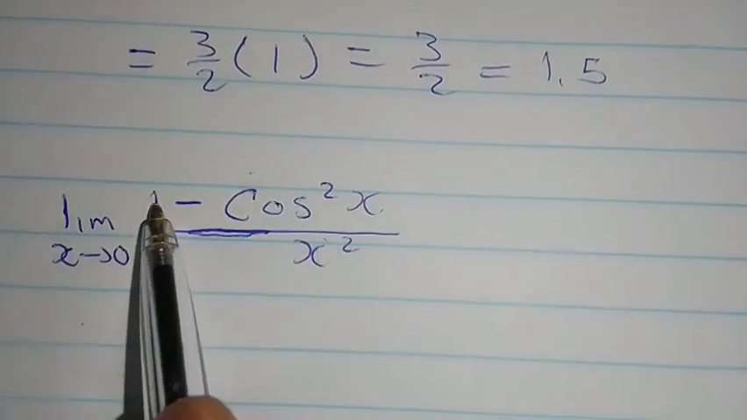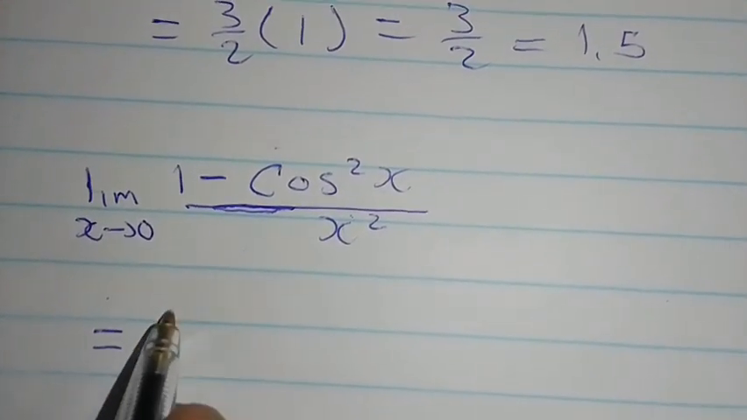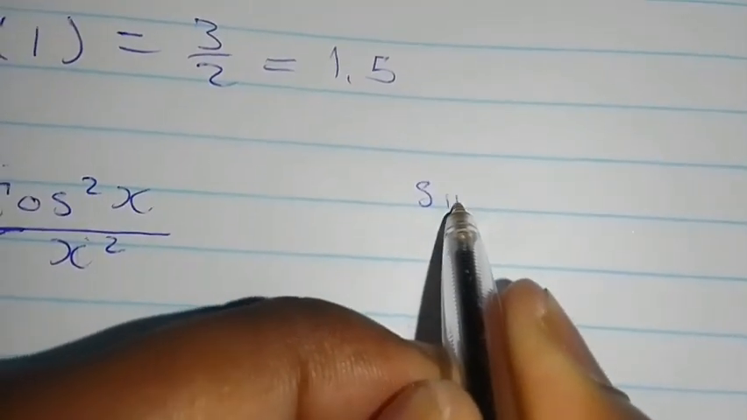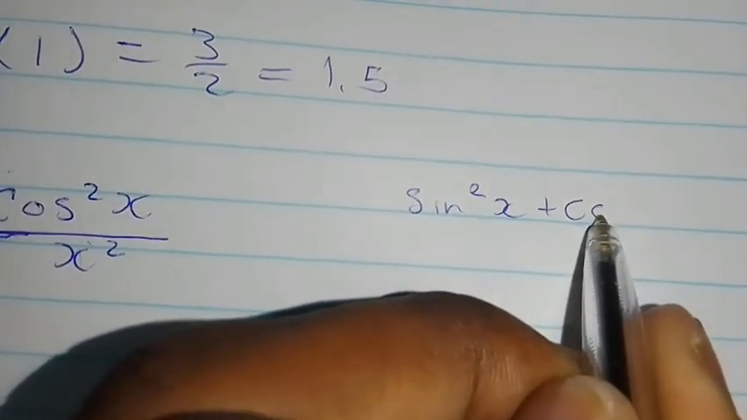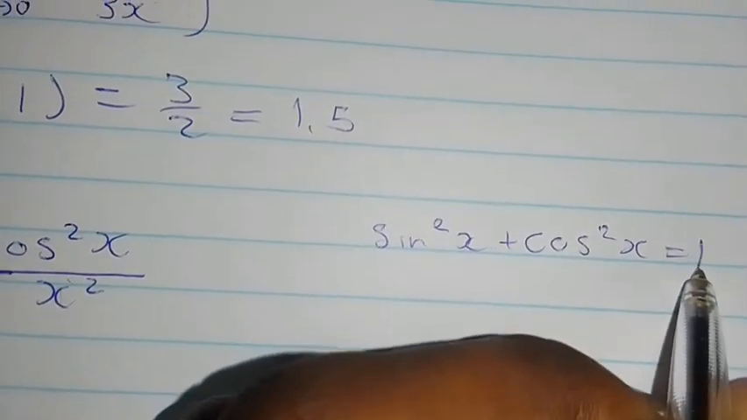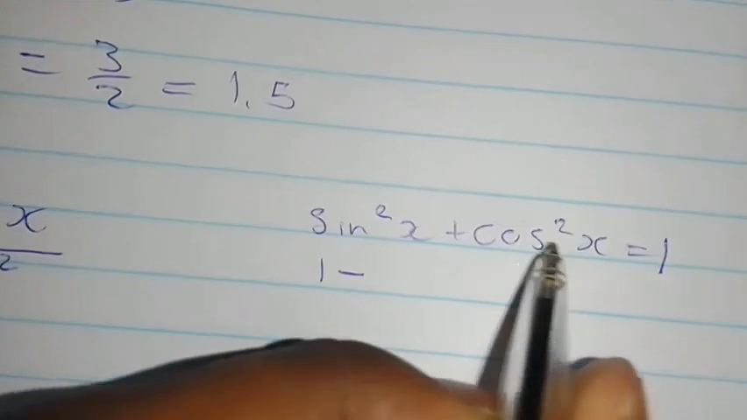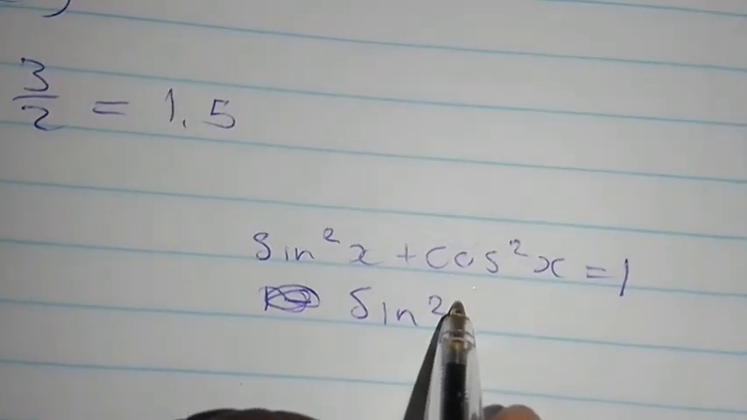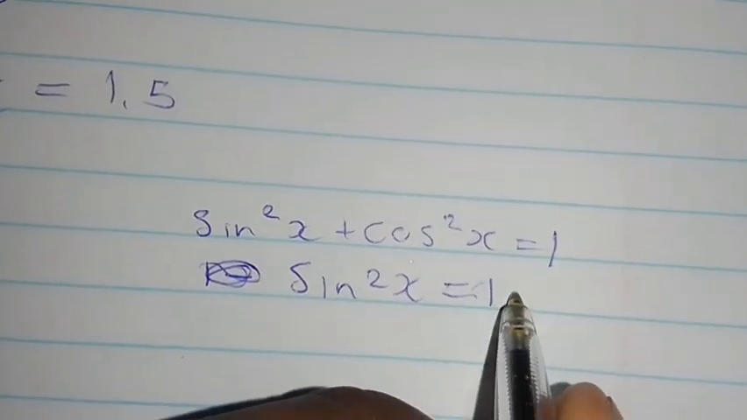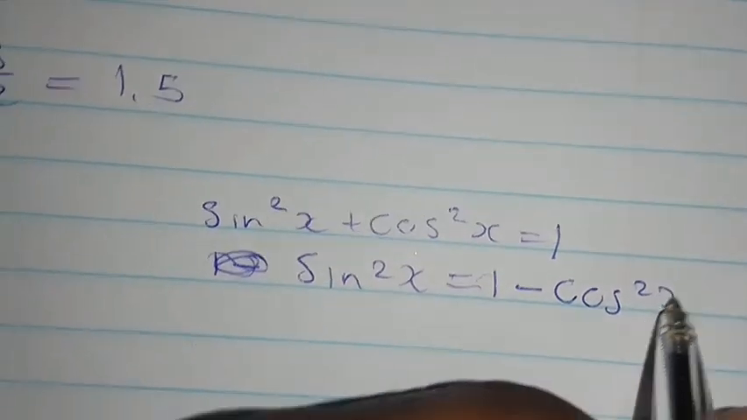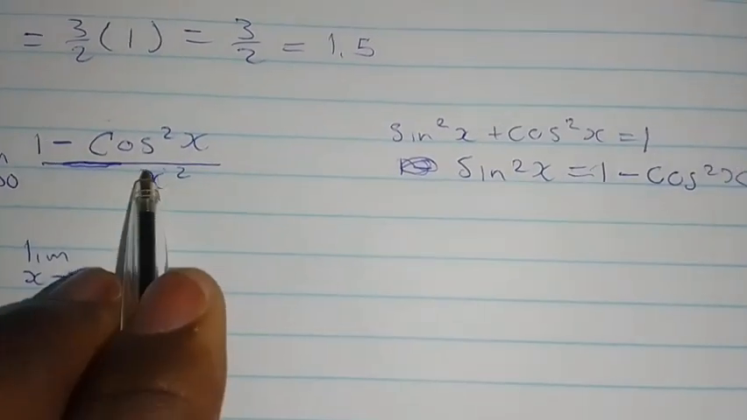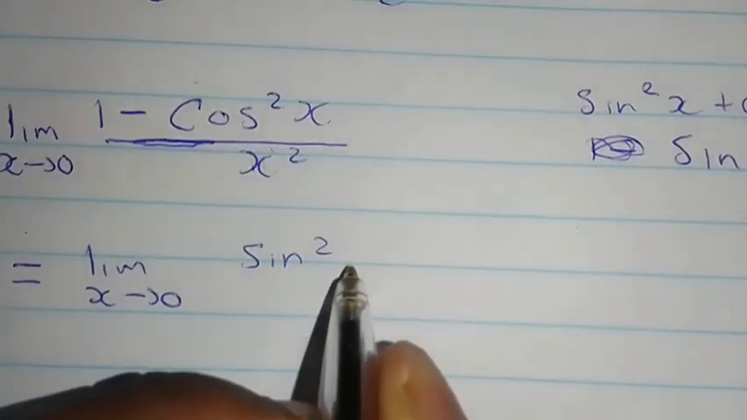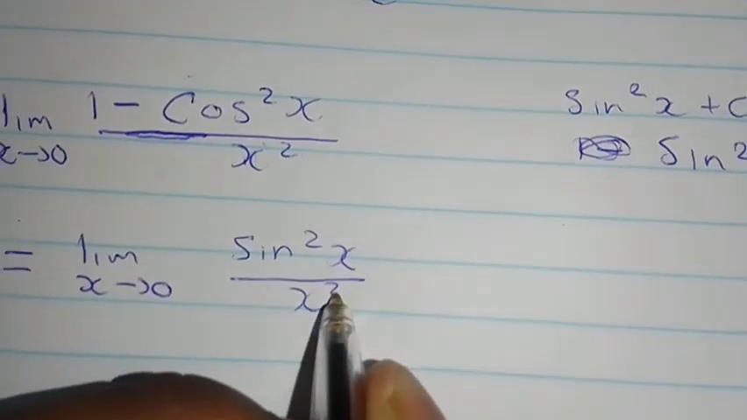Now, notice that you have the identities of this. Remember, we know that sine square x plus cos square x gives us 1. And this means that if you subtract cos square x on both sides, on the left hand side we'll be left with sine square x, and on the right side we'll have 1 minus cos square x. So you can do the transformation here, and this will be the same as sine square x divided by x squared.